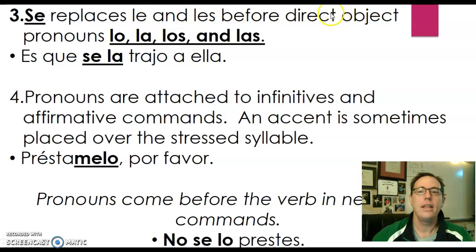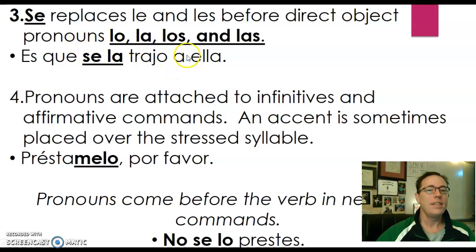Se replaces the le and the les before direct object pronouns, so lo, la, los, and las. So, es que se la trajo a ella. It's because she brought it to her, all right? The it refers to whatever was masculine or feminine and singular, and the se refers to her. Now, we know it was to her because they specified a ella at the end as well.